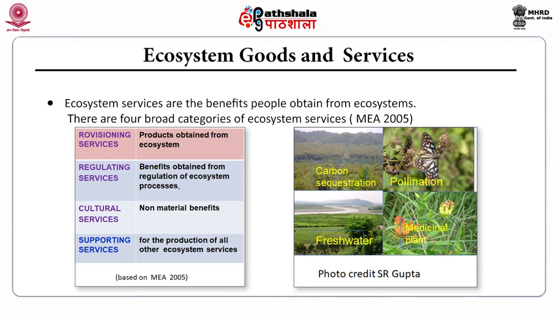There are 4 categories of ecosystem services. The provisioning services are the products obtained from ecosystems, such as medicinal plants. Regulating services are the benefits obtained from regulation of ecosystem processes, such as carbon sequestration, shown in the picture. Cultural services are non-material benefits, and supporting services are for the production of all the other ecosystem services.